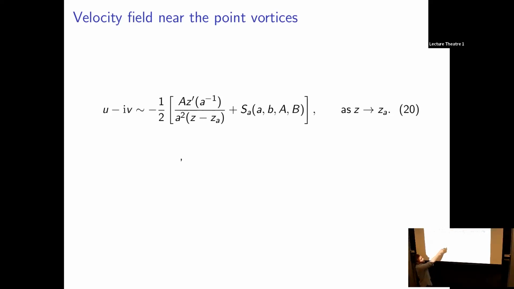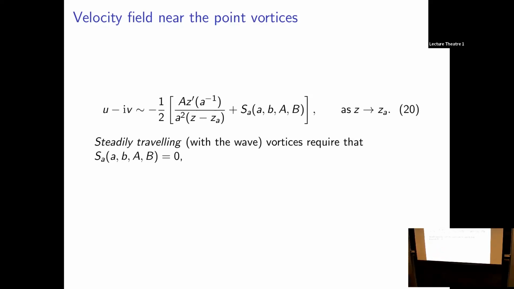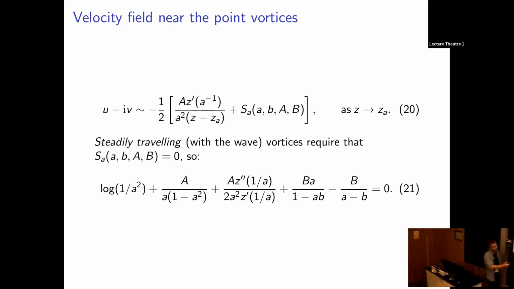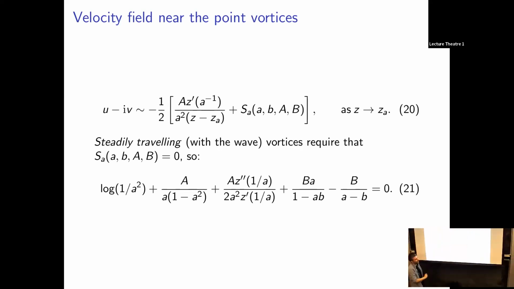And you end up with this kind of constant function, this SA, which is a horrible mess of functions involving all of the lowercase a's and the lowercase b's. This term here corresponds to the kind of singular velocity near the vortex. And to say that they're steadily traveling, we have to insist that this term is identically 0. Gives us this condition here. So this is this horrible mess you have to work out. So this is one condition for the uppercase A and uppercase B.